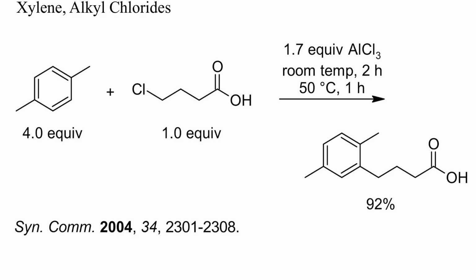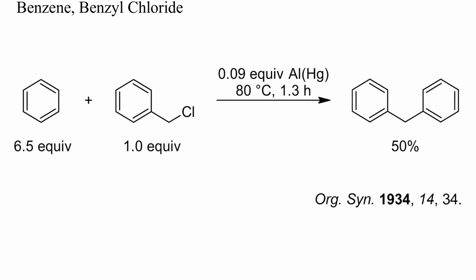Water will deactivate Lewis acids, and an excess of catalyst or high temperatures will then be required. Here, aluminum chloride was deactivated by the carboxyl group, and 1.7 equivalents were therefore necessary to bring about a complete conversion. Xylene served both as nucleophile and as solvent. In this example, aluminum chloride was formed from metallic aluminum and the hydrogen chloride liberated during the reaction. Again, an excess of nucleophile was used.